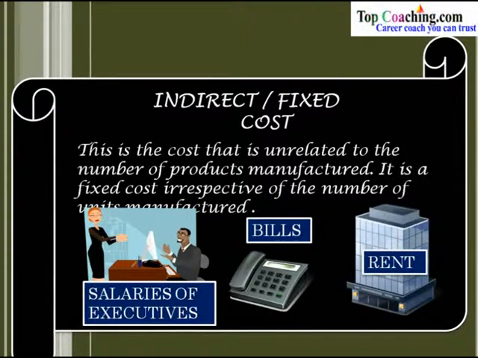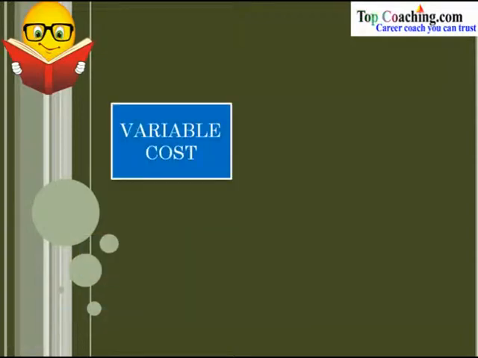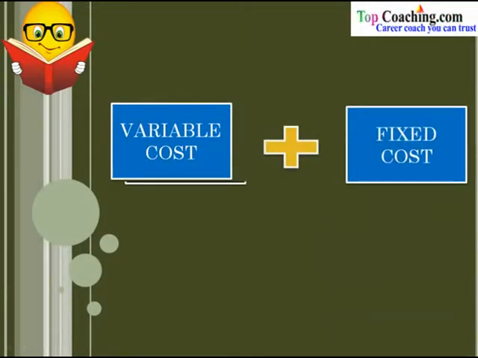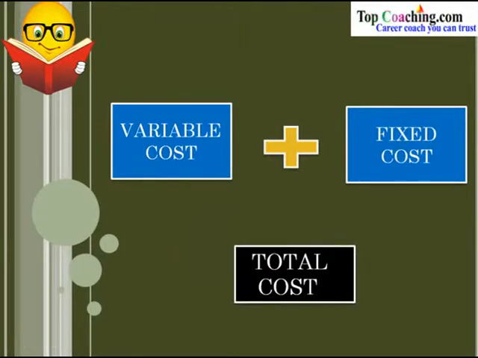Now, always remember, variable cost plus the fixed cost gives us the total cost. So if we are to focus on the total cost, then the total cost would always be equal to the variable cost plus the fixed cost. Fixed cost remains the same, the variable cost is directly proportional to the number of units manufactured. The total cost is equal to variable cost plus the fixed cost.